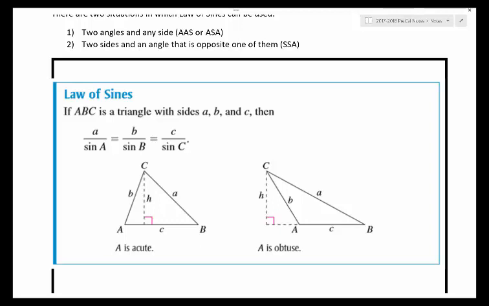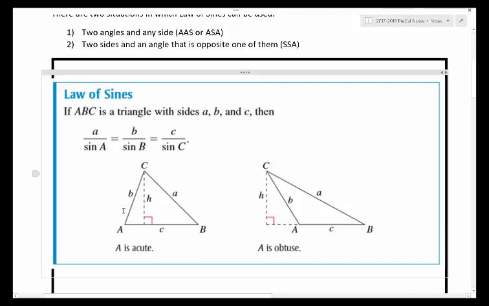So, for example, it says if ABC is a triangle with sides a, b, and c, then a over the sine of A equals b over the sine of B equals c over the sine of C. So you have C right here as your angle, and little c is your side. If you have an angle and the side across from it, and another angle, and you're missing a side, you can solve. But in the same way, if you have two sides and one angle that's across from one of them, you can find the missing angle.